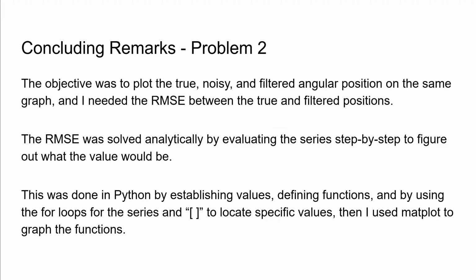So in conclusion for this one, the objective was to plot the true, noisy, and filtered angular positions on the same graph, and I need the root mean squared error between the true and filtered positions. The error was solved analytically by evaluating the series step by step to figure out what the value would be, and this was done in Python by establishing values, defining functions, and by using for loops for the series, and brackets to locate specific values from arrays. Then I used matplotlib to graph the functions.